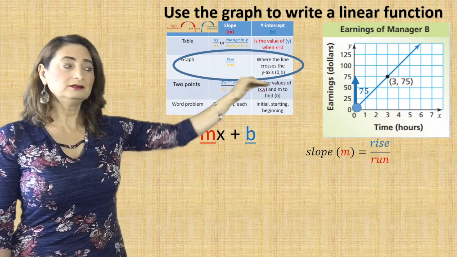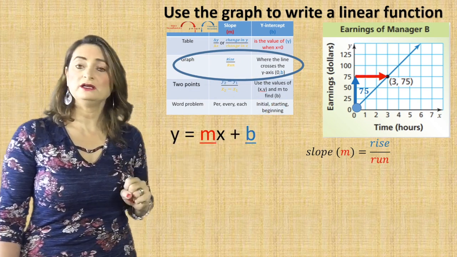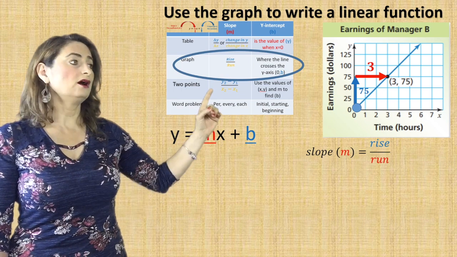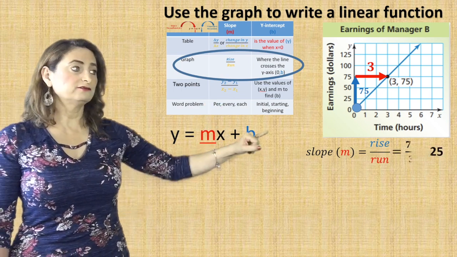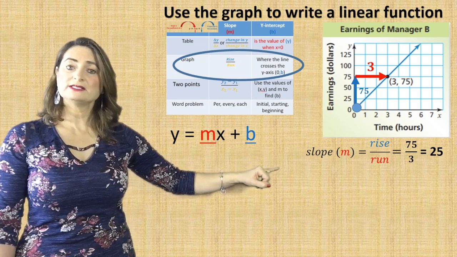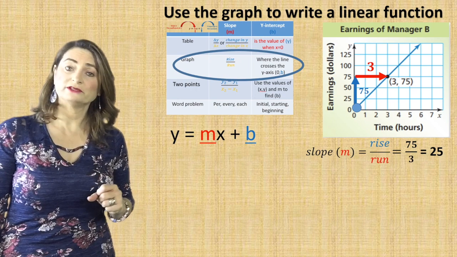Now the run is the x-axis from 0 to 3. That is an increase of 3 hours. So the rise is 75 over 3. If I simplify that, it will give you 25. So the slope equals 25.